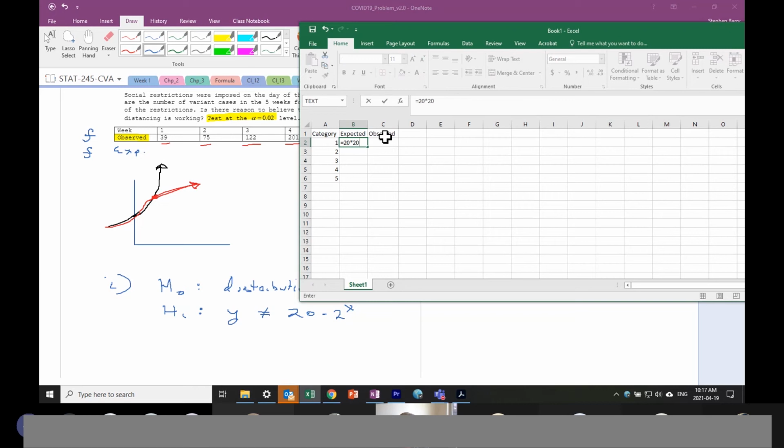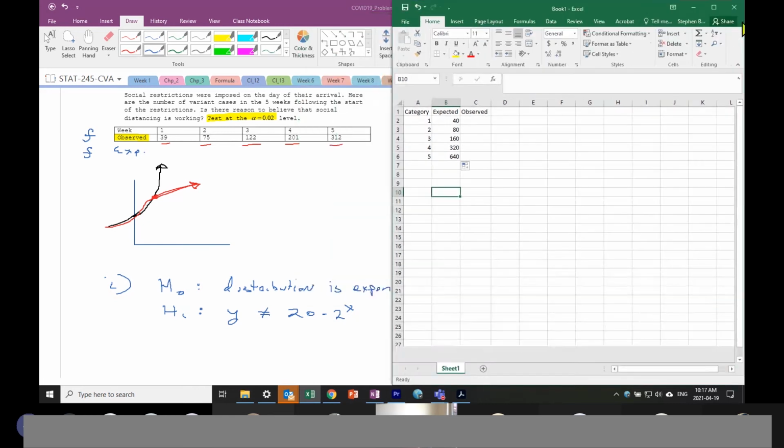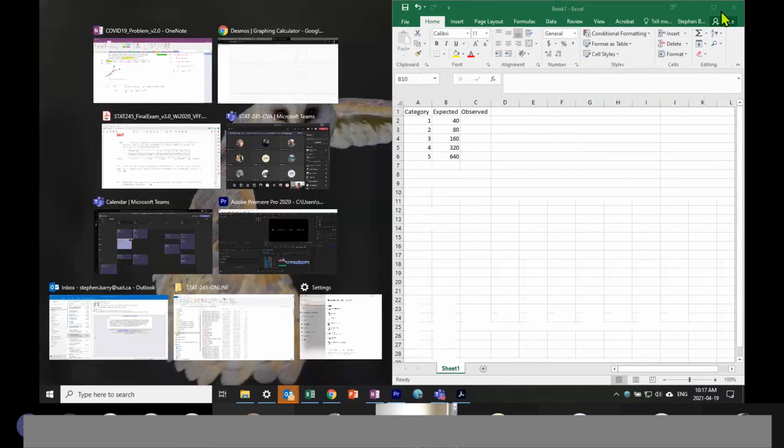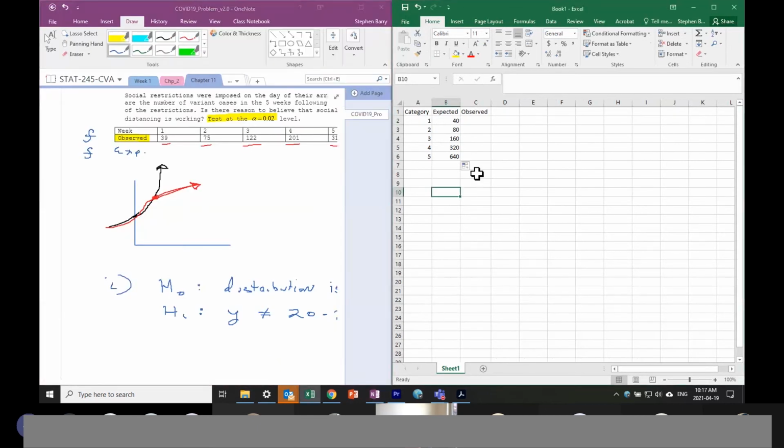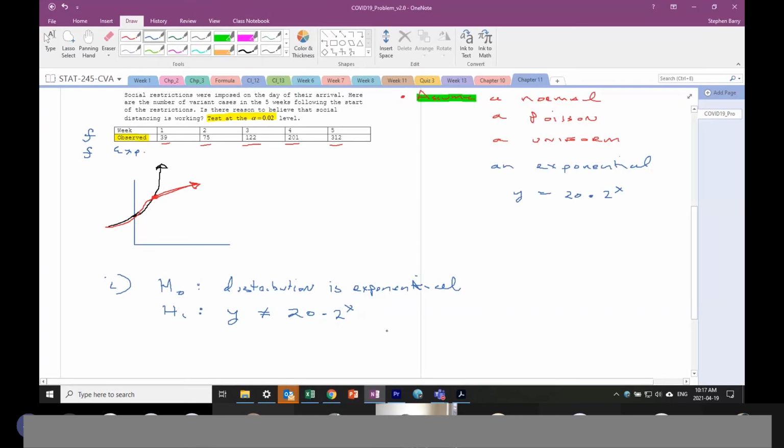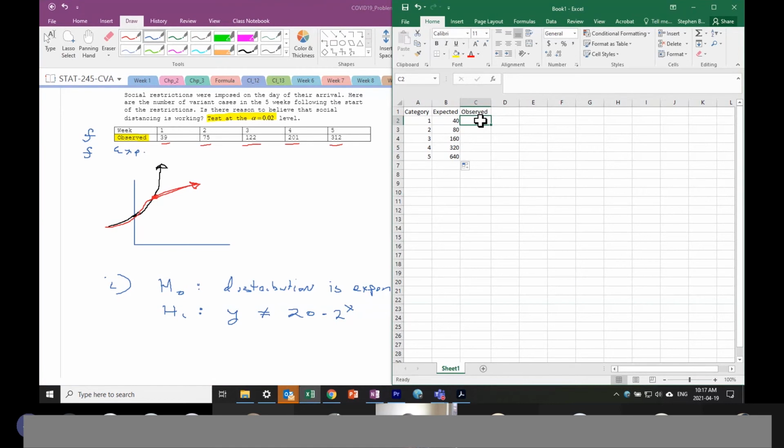If things were not working, in other words, if social distancing was not implemented, this is what you would expect. An exponential growth like this. Now, this is not what we saw, right? This is our projected. Okay. But what did we observe?